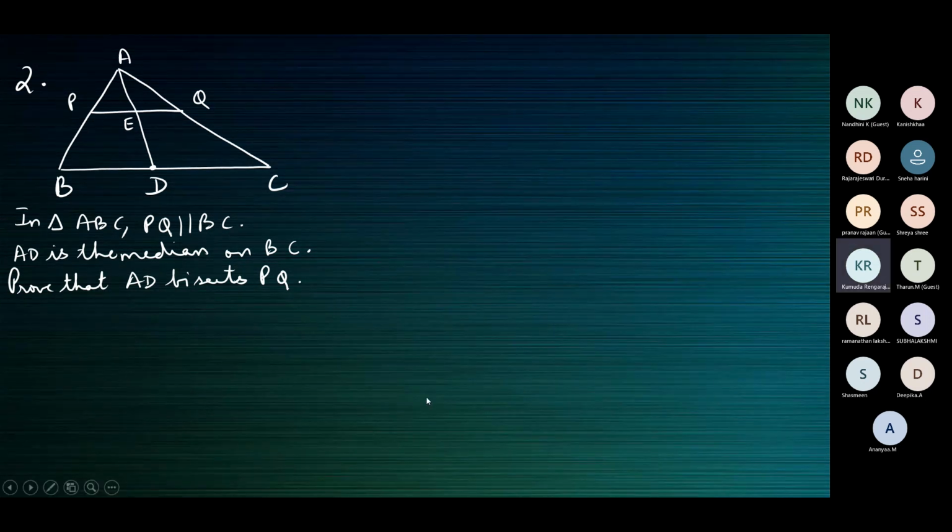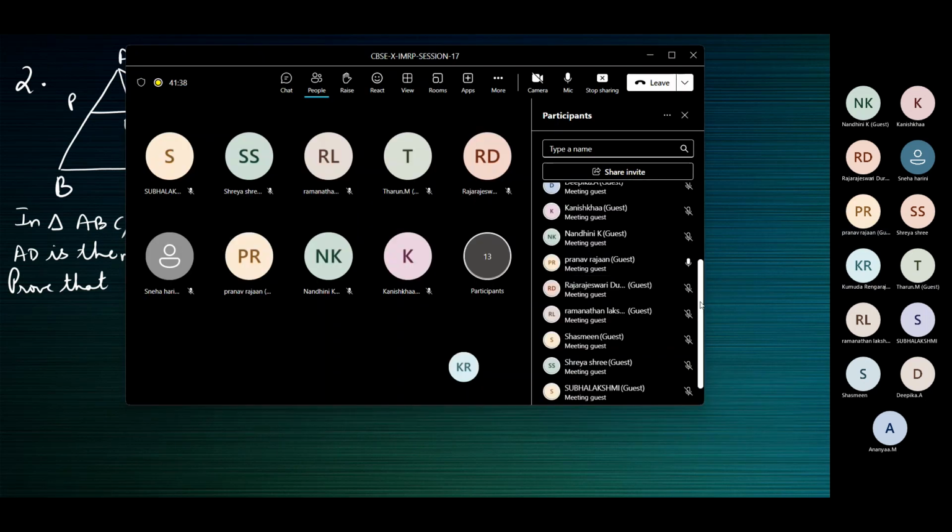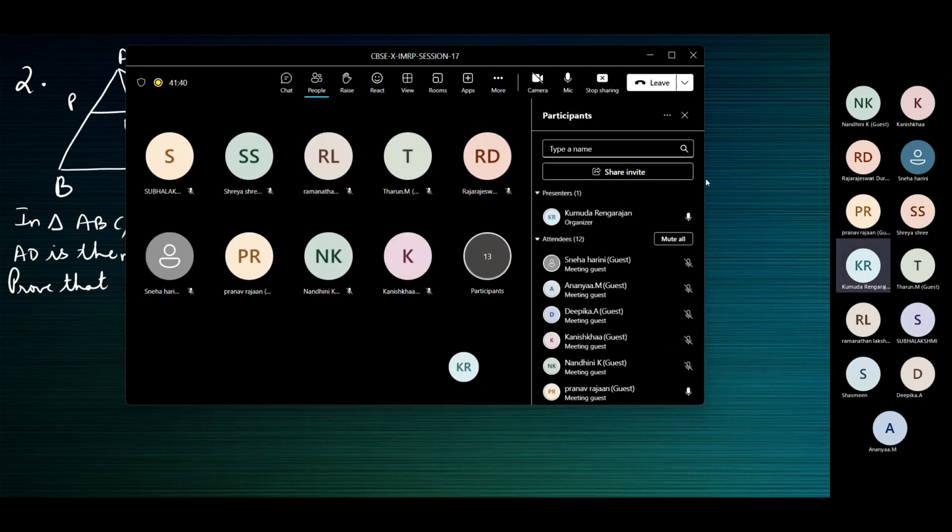Those of you who have started working, tell me, are you using Thales theorem, that is BPT, or what are you using? BPT. Yeah, one by one, tell me. Sneha and Harini.